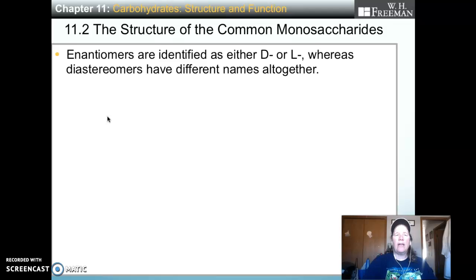Okay, so the structure. They can be either D or L depending on which way they turn. But we're not going to worry about that so much because I didn't go through that with organic. This is a 100 level class, so I promise I'm not going to blow your brains away with the D's and the L's. It just means they spin different. Okay, the only natural ones are D. Nature produces only D sugars. It doesn't produce where they spin the other way, the L.